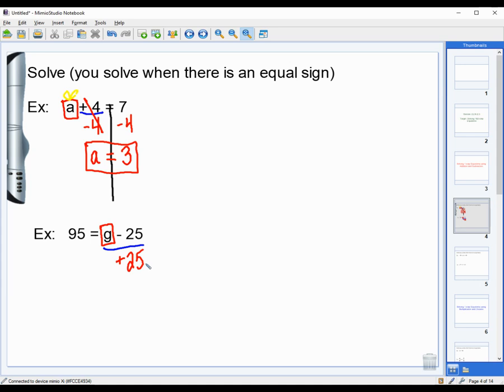Now, we are not done yet. Okay, I notice in this top example, what we did to one side, we also did to the other. So I need to make sure that what I'm doing to this 25 needs to be done on the left side over here as well. Whatever I do on one side has to go to the other side as well. So these 25s here will cancel. We're going to be just left with G. And 95 plus 25 there, that will give us a solid 120. Okay, so 120 is equal to G.